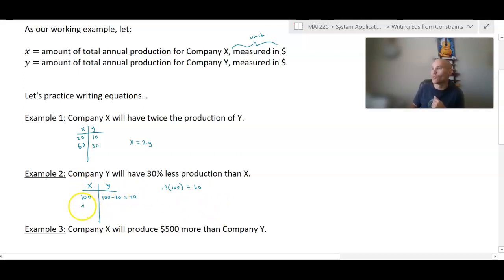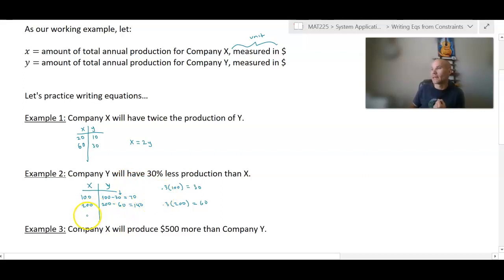If this were 200, well, again, we need to take 30% of 200, which is 60, and so y would produce 30% less, which would be 60 units less, which is 140. So the quantity that's changing here is this subtraction term. How did we figure that out?